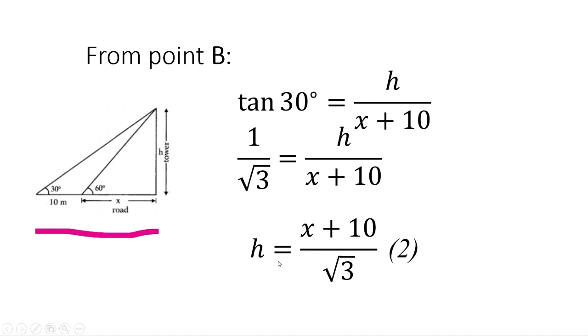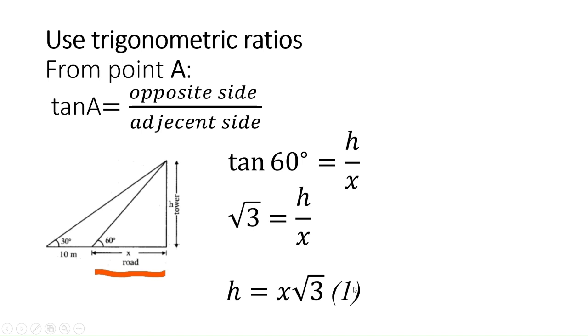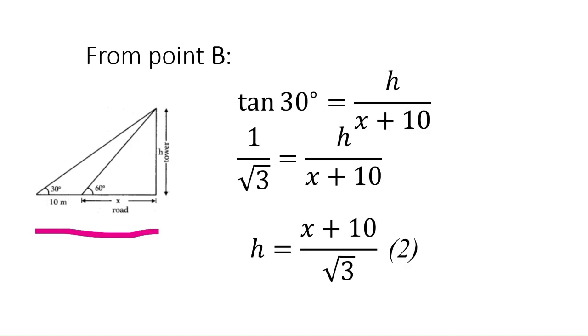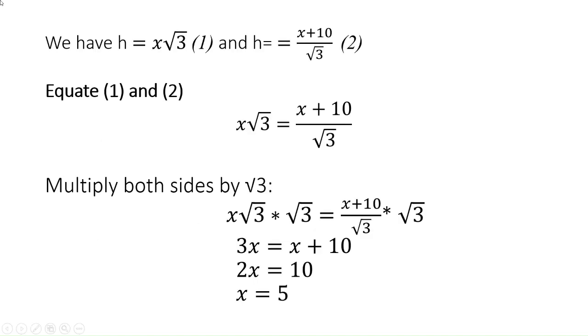So h is equal to x plus 10 by root 3. h is nothing but the height of the tower. So in equation 2, we got h is equal to x plus 10 by root 3. In the first equation, we got h is equal to x into root 3. So we can equate both of them, yes or no? We have h is equal to x into root 3 and h is equal to x plus 10 by root 3. Just we are equating: x into root 3 is equal to x plus 10 by root 3.